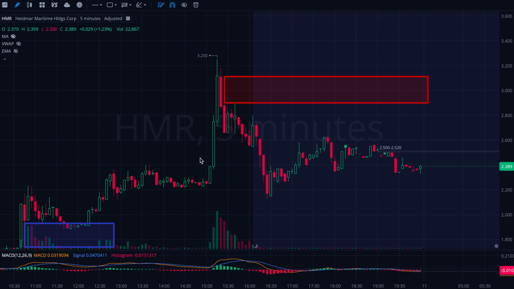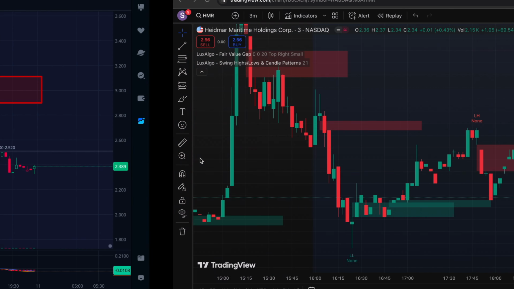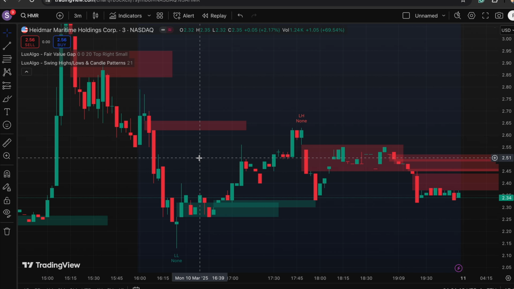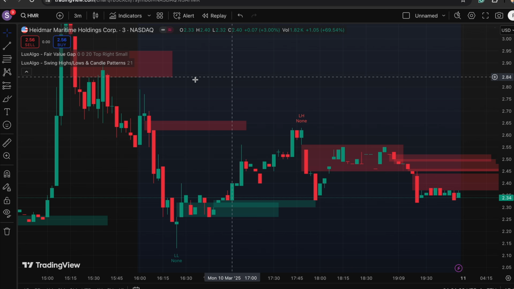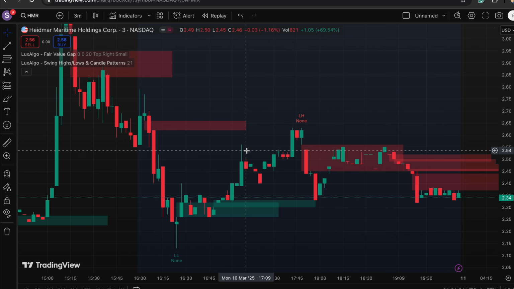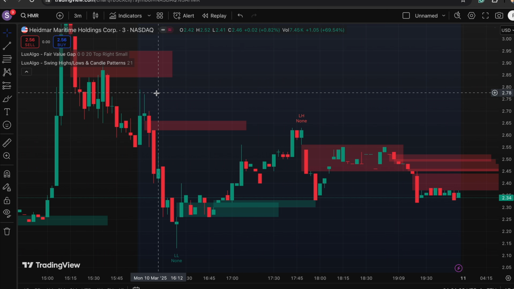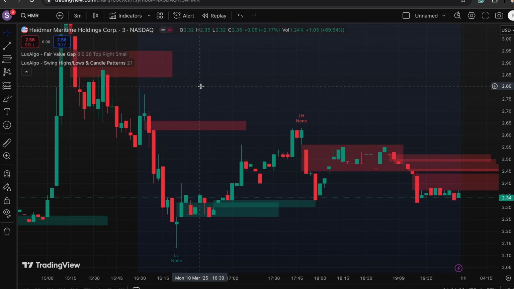Let's move to the fourth point, the bonus. For those who are not using Webull or other paid platforms, I have a free and automatic tool to mark fair value gaps, and that's available on TradingView. Many of you might be familiar with this platform, right? In its free version, you can use only two indicators. I recommend using LuxAlgo fair value gap and LuxAlgo swing highs and lows.